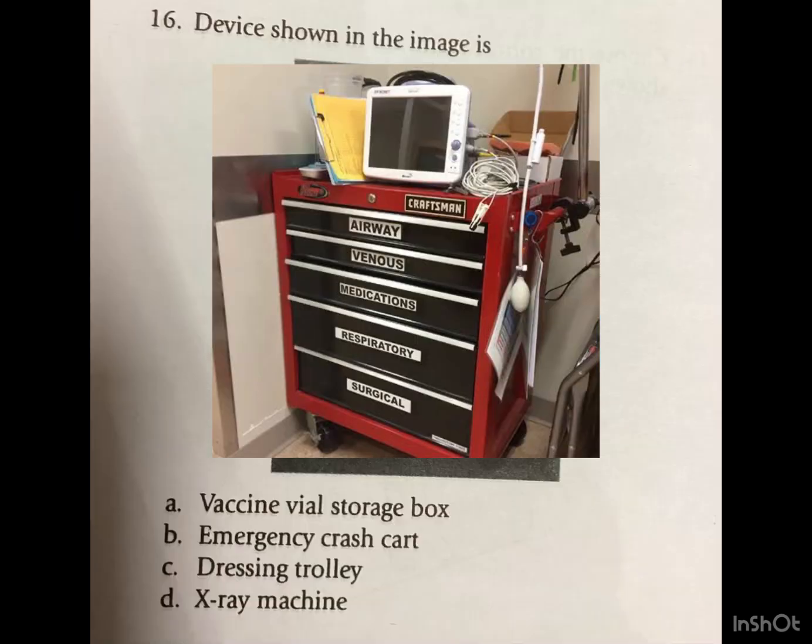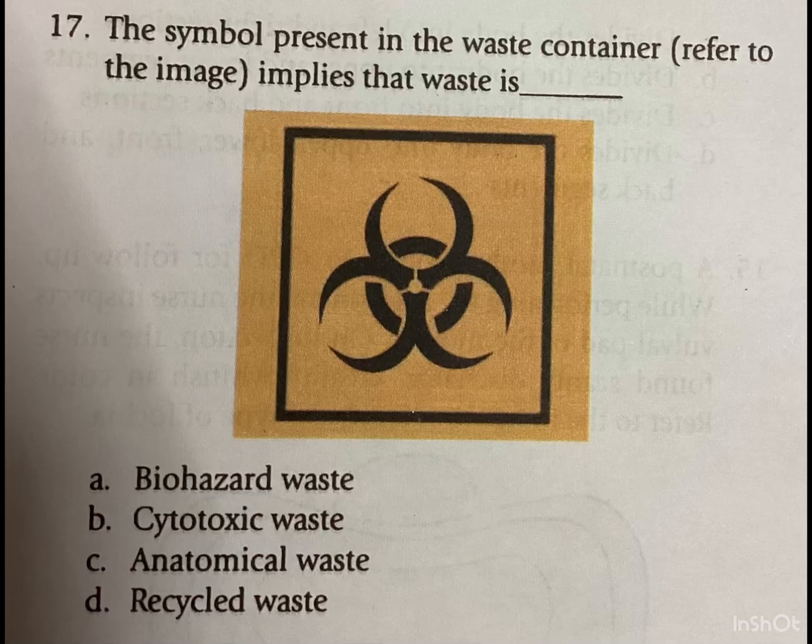Question number 16. Device shown in the image is vaccine vial storage box, B, emergency crash cart, C, dressing trolley, and D, X-ray machine? Yes, the correct answer is option B, emergency crash cart. Now moving to the next question, question number 17. The symbol present in the waste container implies that waste is biohazard waste, cytotoxic waste, anatomical waste, or recycled waste.